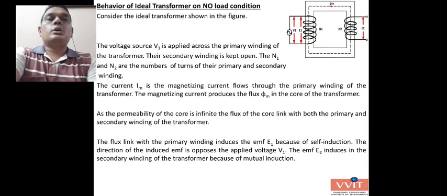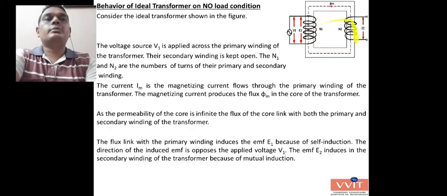As the permeability of the core is infinite, the flux of the core links with both the primary and the secondary windings of the transformer. This flux links with the primary and the secondary winding of your transformer. The flux linking the primary winding induces E1 here. With a number of turns, an EMF E1 is automatically induced because of self induction.